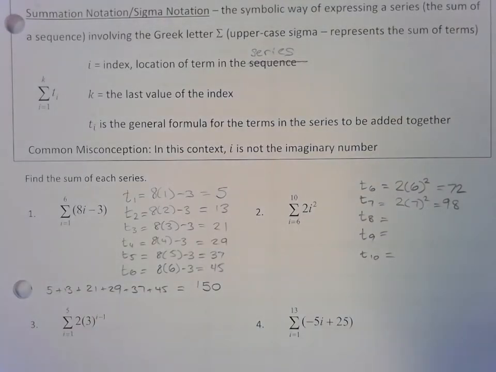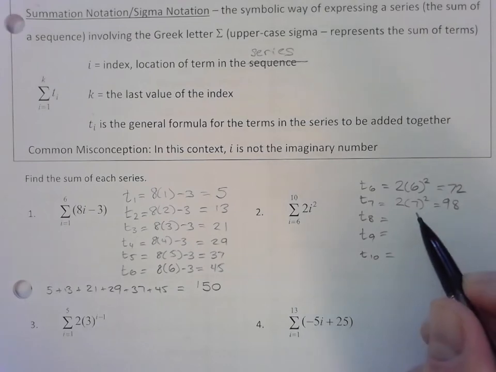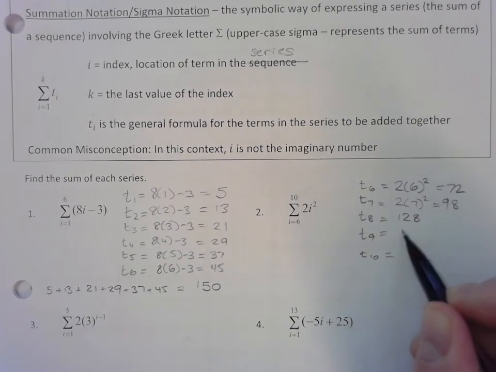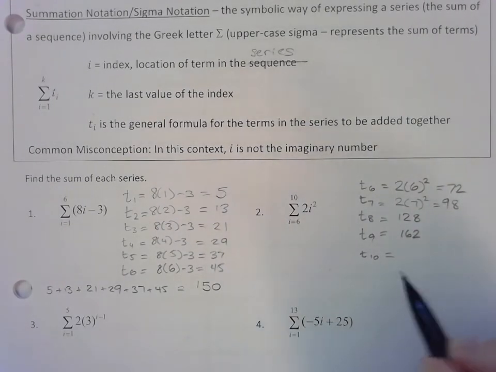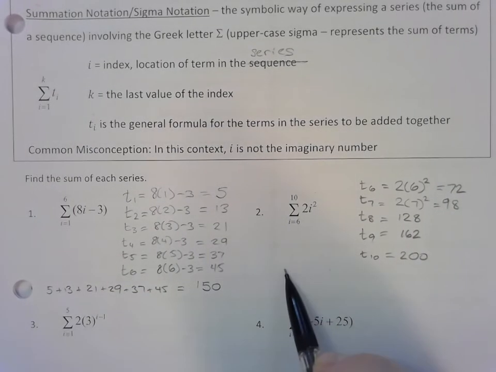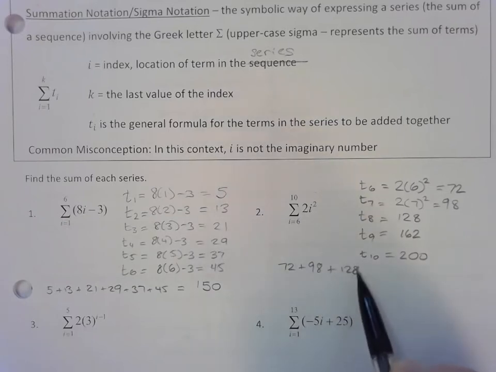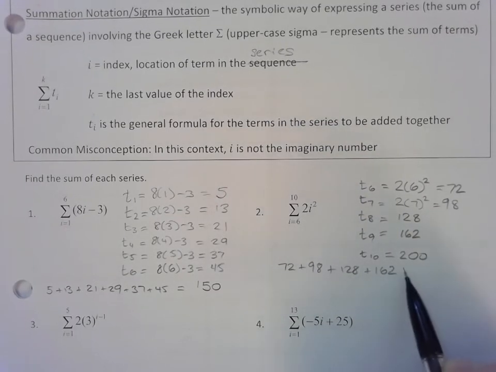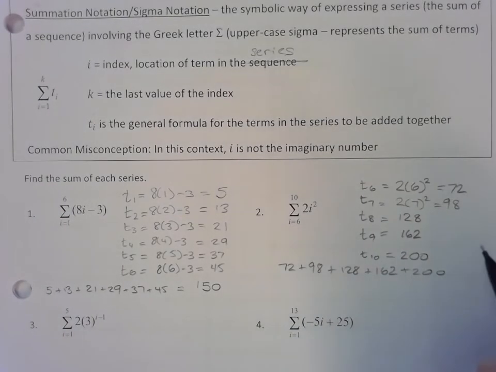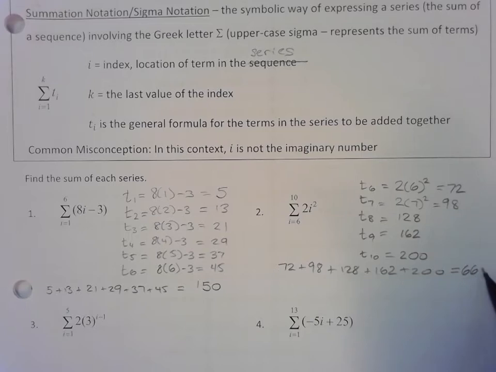Okay, we are back. Did you get 128, 162, and did you get 200 for the last term? So we're going to add these together. 72 plus 98 plus 128 plus 162 plus 200. Adding these all together, either with or without a calculator, gives you a sum of 660.